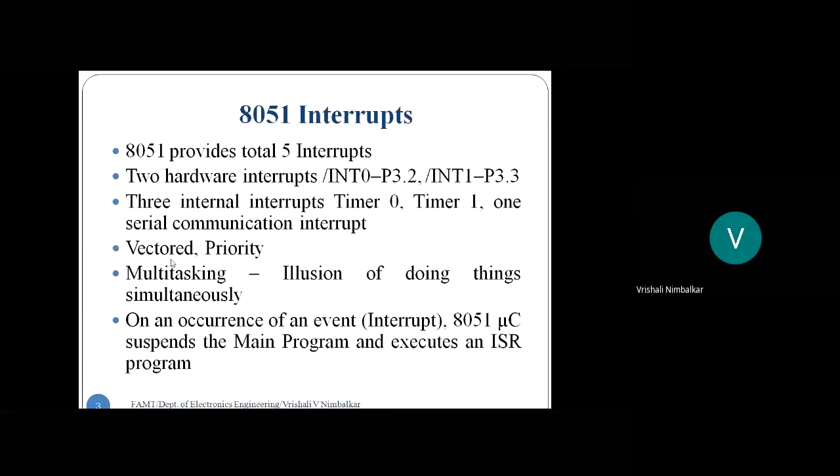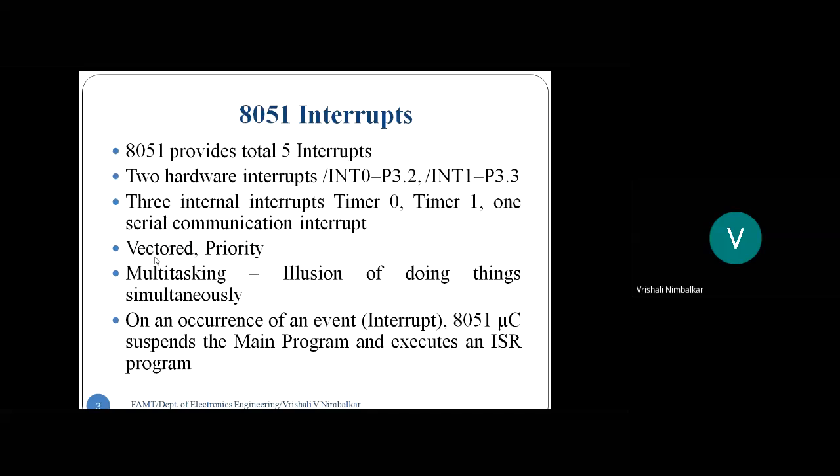And all these interrupts are vectored interrupts. They have a priority and the priority can be changed. So what is the interrupt mechanism? From the name itself, the microcontroller is doing a certain operation. When an interrupt arrives, it stops the current operation, jumps to another location to execute another program, and then returns back. So it is interrupting the microcontroller from doing the original thing.